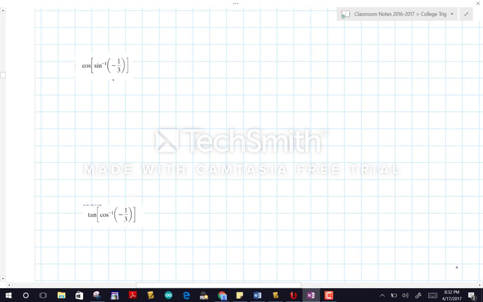Okay, we're going to do a similar process on example 2. This time we're trying to find the cosine of some angle. Remember that sine inverse of negative 1/3, we're just looking for an angle. We're looking for the angle whose sine is negative 1/3. Remember that we are looking for sine also over here in this half of the circle.